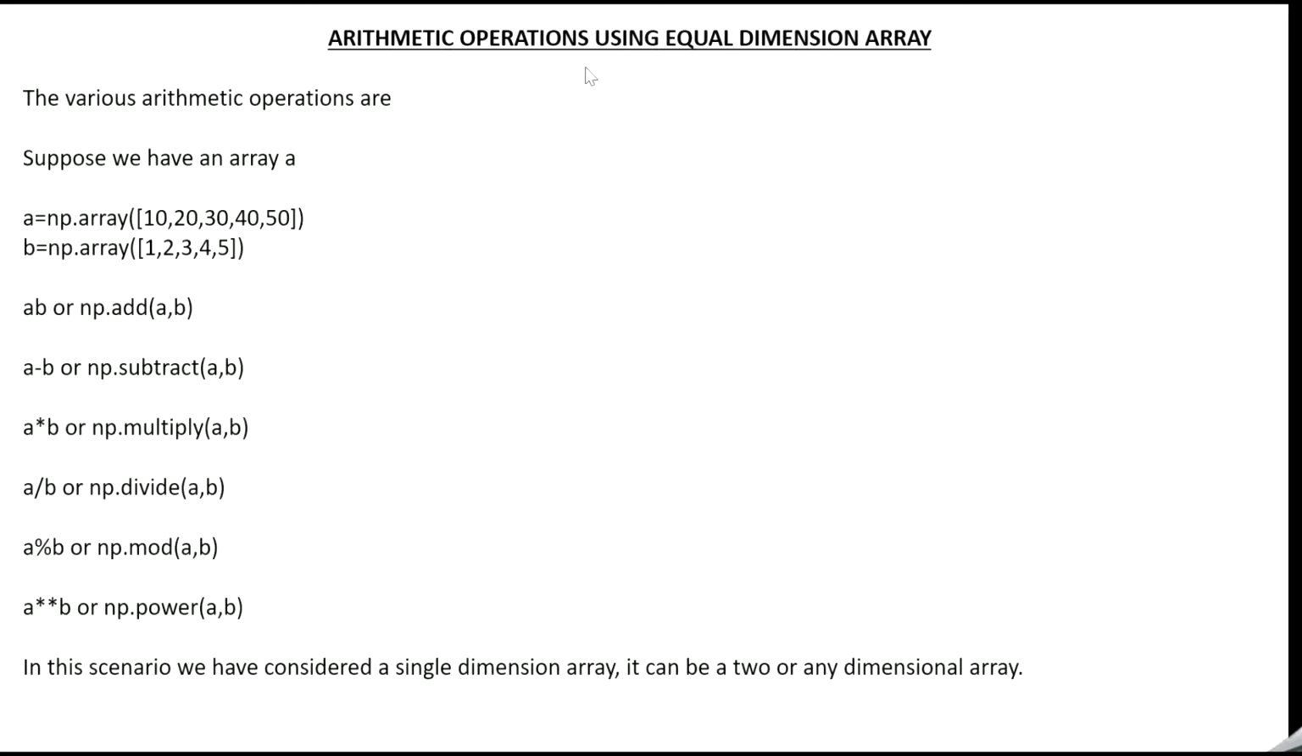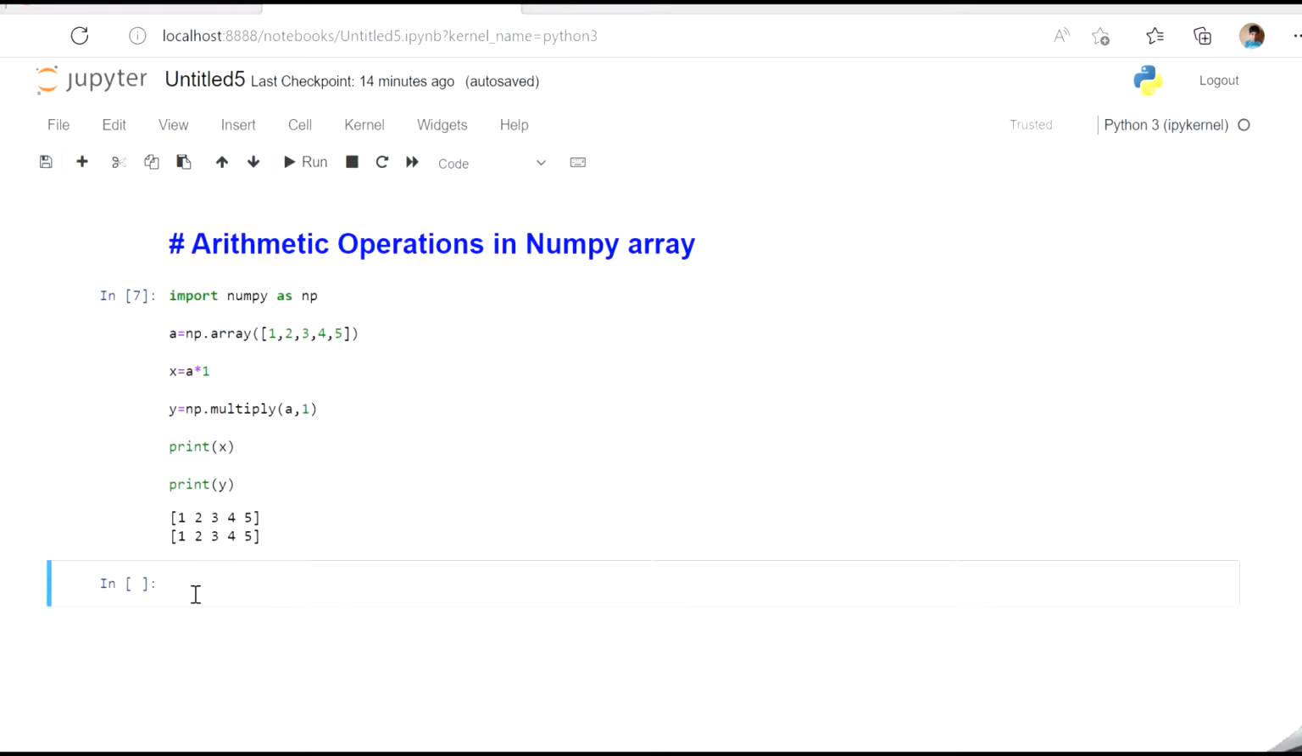Next method is arithmetic operation using equal same dimensional arrays. For this, we require two arrays. B equal to np dot array 10, 20, 30, 40, 50, and C is equal to np dot array 1, 2, 3, 4, 5.